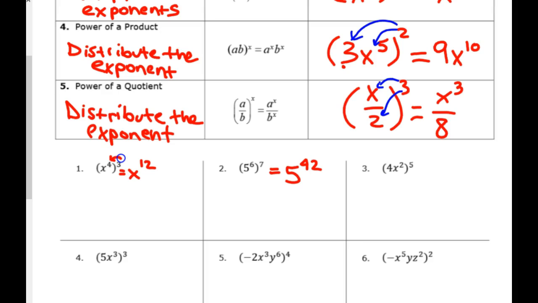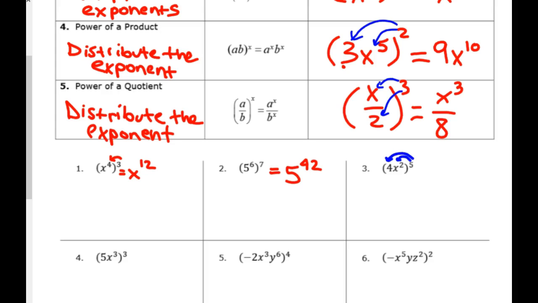So what we just said is like number 3, though. We do have a coefficient here. So 4 is going to have the 5th power, and x is going to get the 5th power. Okay? It's kind of hard to write this. Whatever. All right, so 4 to the power of 5.